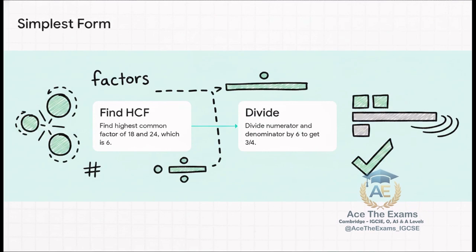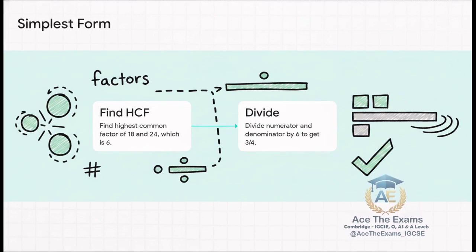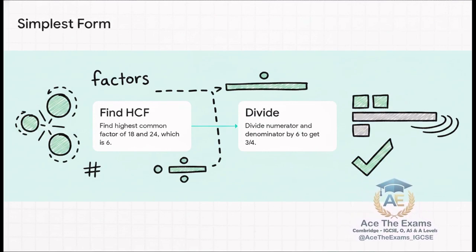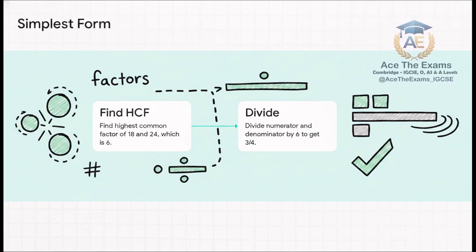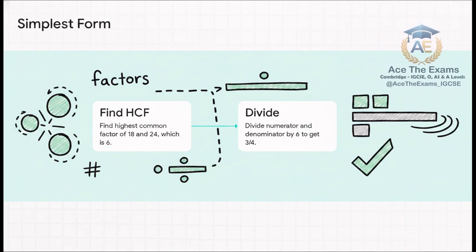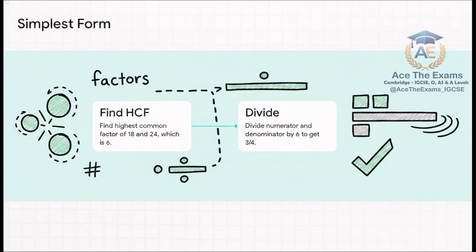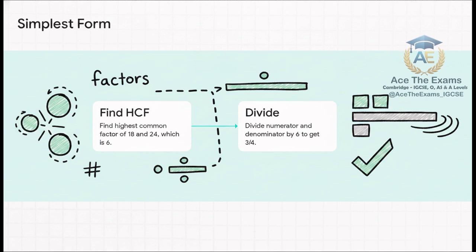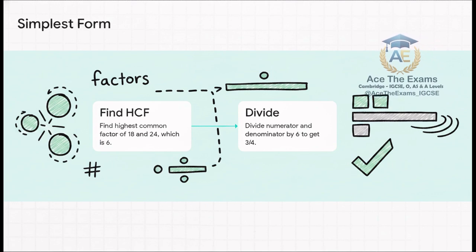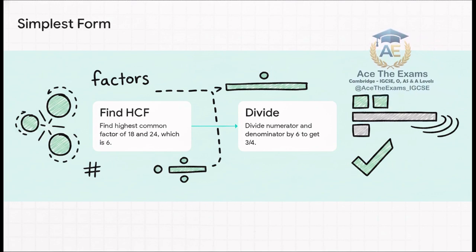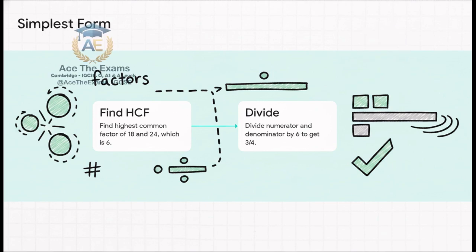Well, the absolute most efficient way to simplify fractions in a single step is by finding the highest common factor, or HCF. First, we look at 18 and 24 and ask ourselves, what is the largest number that divides evenly into both of these? Now sure, 2 works and 3 works, but the highest common factor is actually 6. So for step 2, we just divide both the numerator and the denominator by 6. 18 divided by 6 is 3, and 24 divided by 6 is 4. Boom, our simplest form is 3/4.